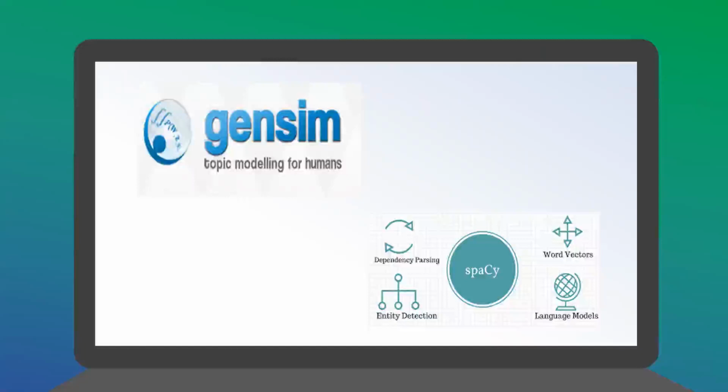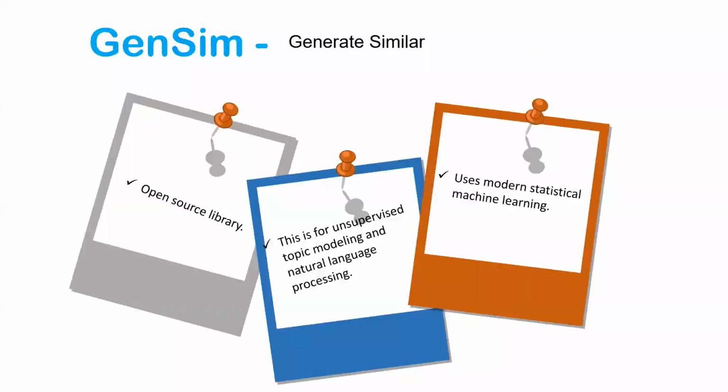So let's get started. GenSim. Let's elongate it. Gen is short for generate and sim is short for similar. GenSim is considered a natural language processing package, and GenSim is an open source Python library for NLP. Of course, it is said that it is topic modeling for humans, but it is more than that. So let's know more about GenSim.